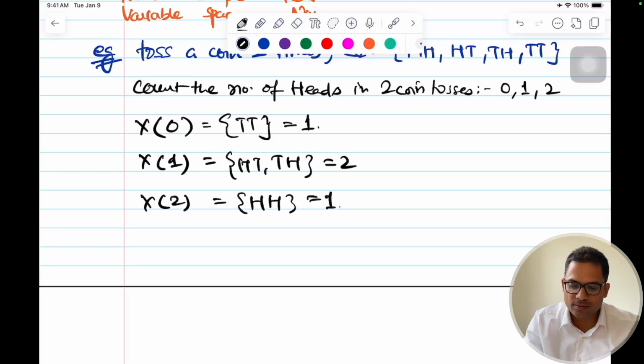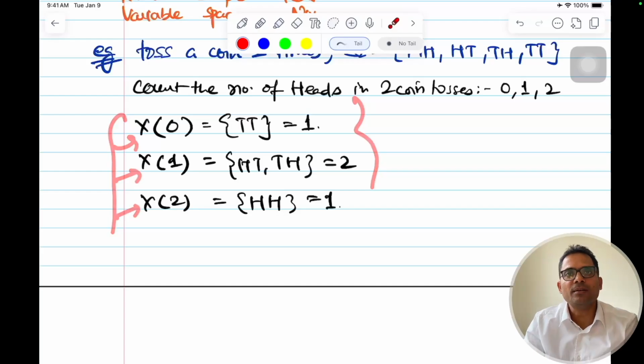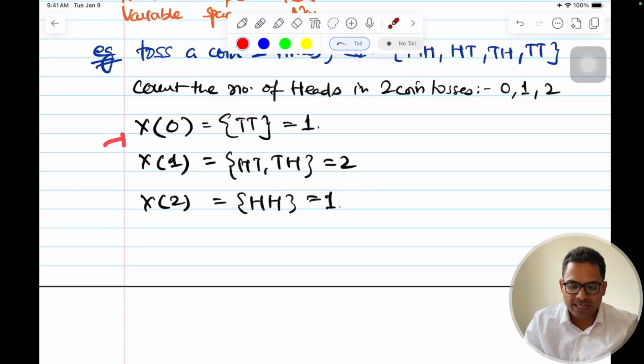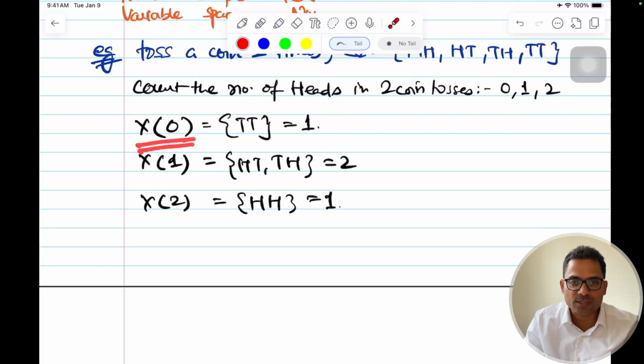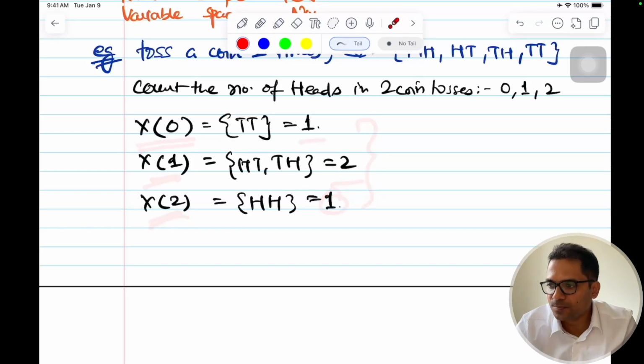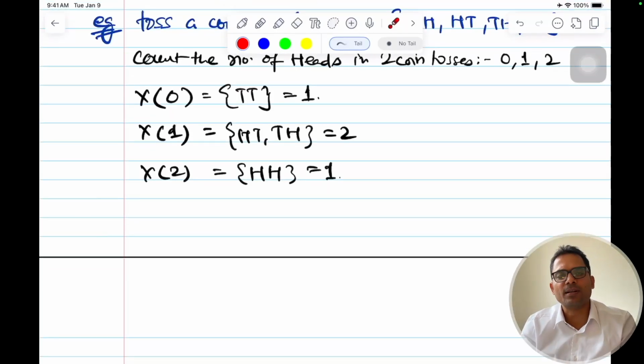And getting 2 heads is only 1. So this is our mapping. Here X is our random variable, which is mapping an outcome of a random experiment, the number of heads, to real numbers. These are the real numbers. Number of 0 heads, 1. Number of 1 head, 2. Number of 2 heads, 1. I hope this is clear, and a similar output will be received for the number of tails also. As we dive deeper, I'll give you more examples.